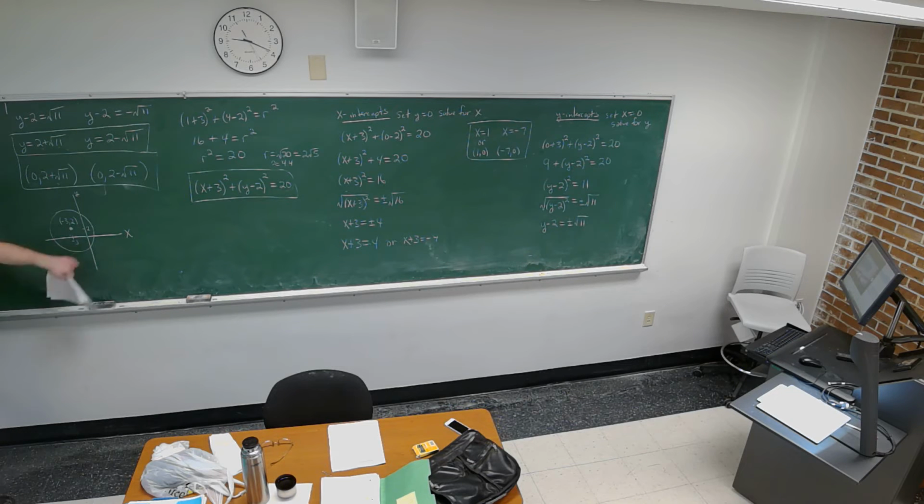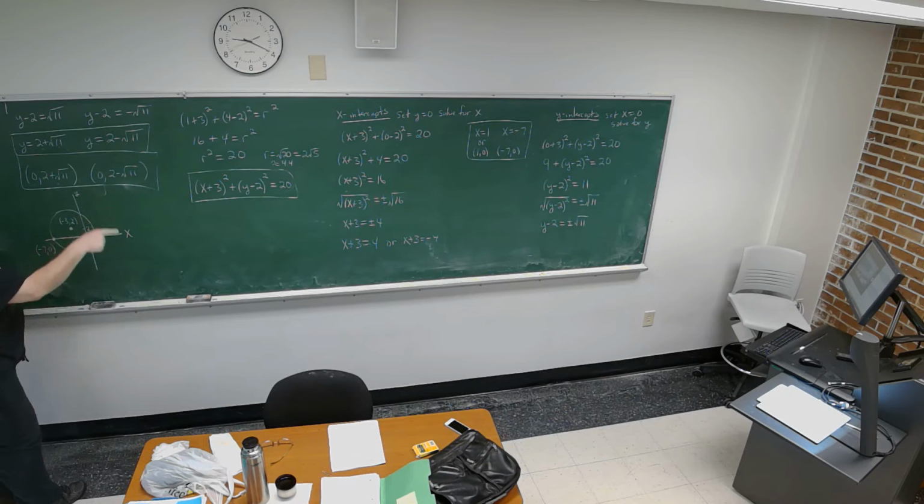Okay. Here's the origin. So this point right here, where the circle crosses the x-axis, is minus 7, 0. That's one of the x-coordinates over there. And this x-coordinate right here where it crosses the circle is about 1, 0. So those are the two x-intercepts. Okay.